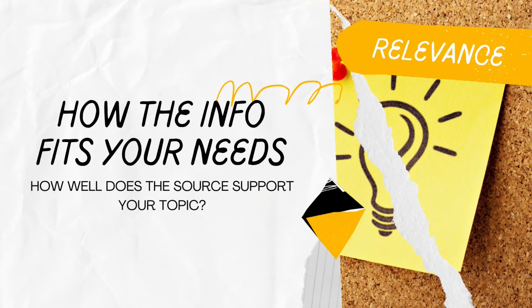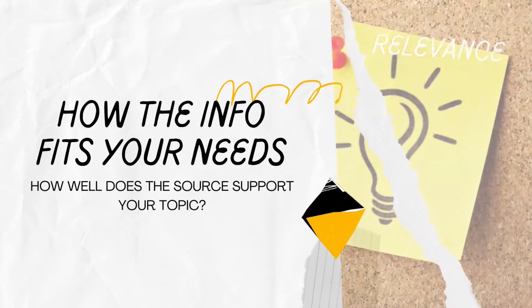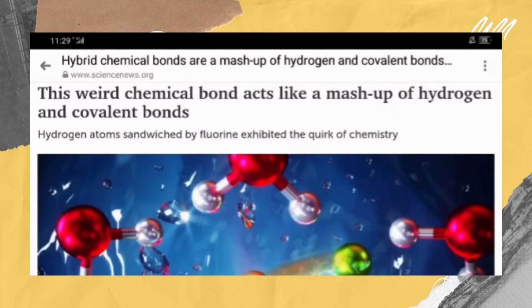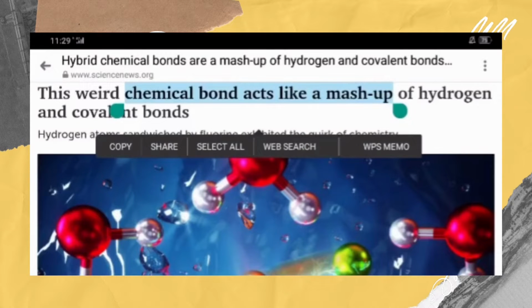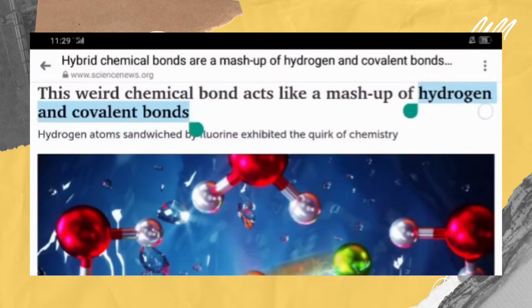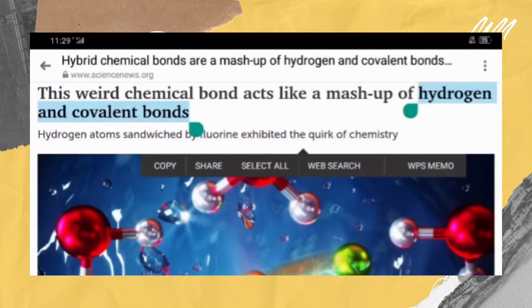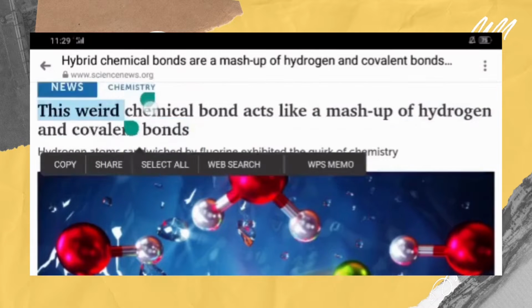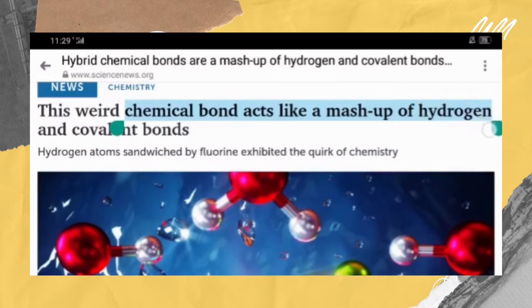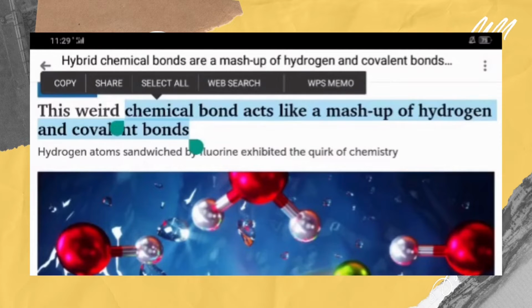Relevance. How does the information fit your need? How well does the source support your topic? By looking at the headline of the article, which is, "This weird chemical bond acts like a mashup of hydrogen and covalent bonds." Chemical bond acts like a mashup. On the other hand, covalent bonds are strong chemical bonds that hold together atoms within molecules and result from electrons being shared among atoms. Hydrogen bonds hold together substances that are used by the body for critical aspects. Chemical bonds act like a mashup of hydrogen and covalent bonds. Definitely, the relevance of this site is absolutely on point.